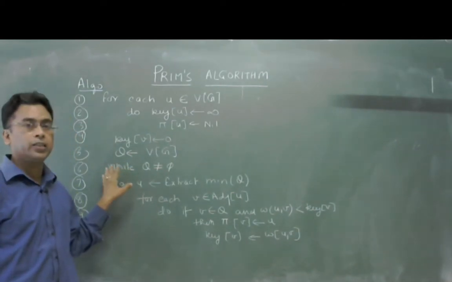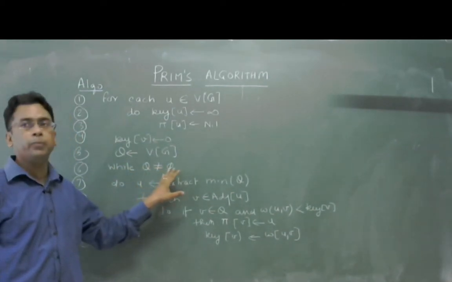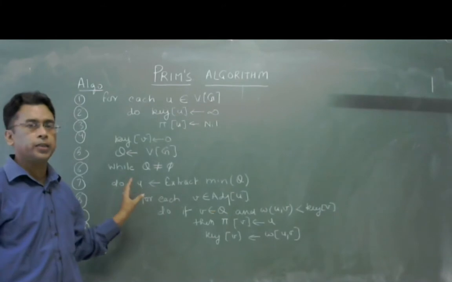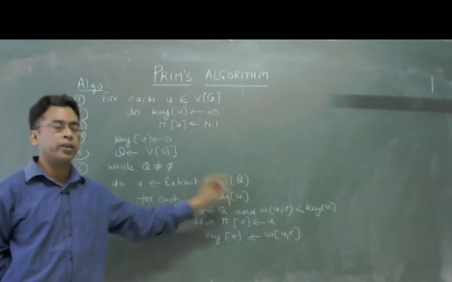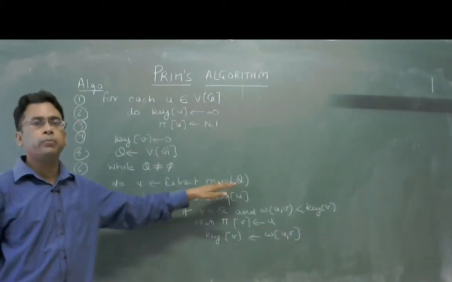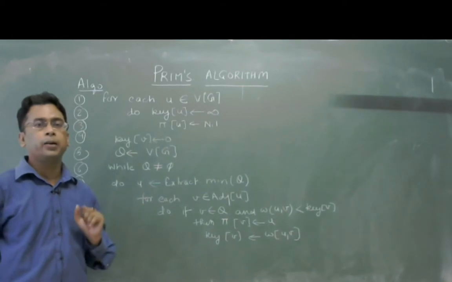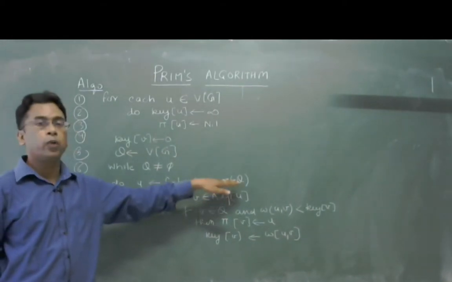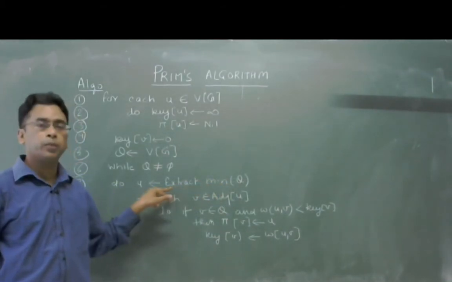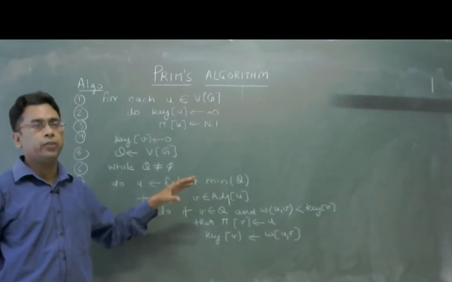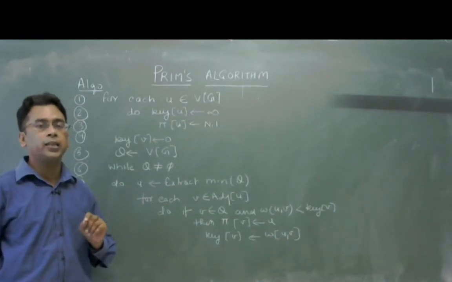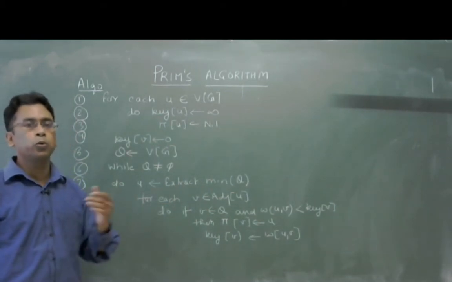And we check a condition: while Q does not become empty, we perform certain operations. So u is equal to extract-min. We find the minimum distance vertex. In this step, suppose there are vertices which are connected with different distances. Then we extract the vertex which is at the least distance, or which is closest to the set.